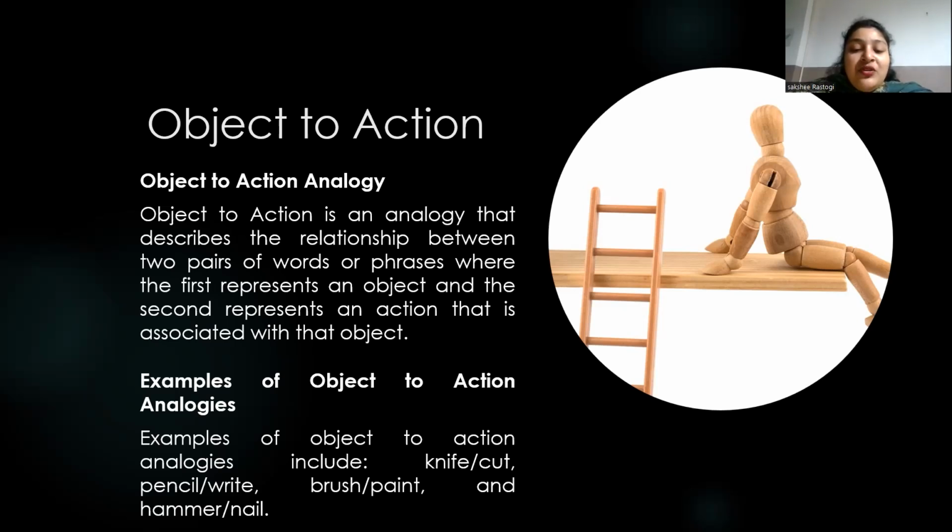Object to action analogies can help you develop your critical thinking skills, improve your vocabulary, and better understand the relationships between the object and the action. Let me know if you would like to see more examples. So I have some more examples of object to action analogies.